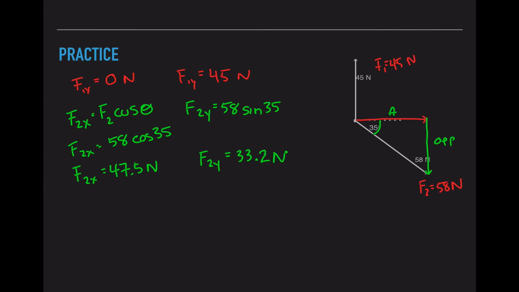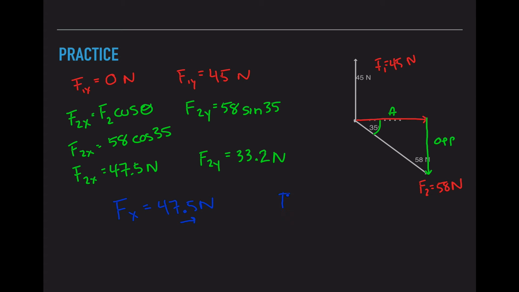Now we have to combine like terms. So we have to combine the x's and the y's in order to make two arrows only. One going up or down and one going left or right. Fx of our new diagram is only using the second force. So 47.5 newtons, and I'm just going to draw a little arrow reminding me that that force is going towards the right because this arrow is going towards the right.